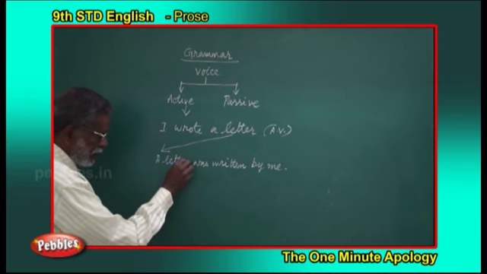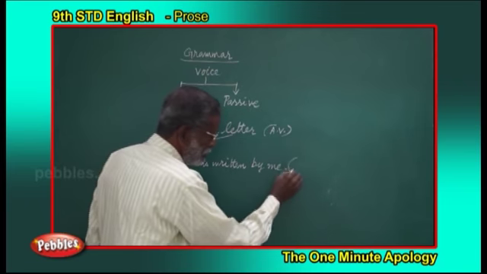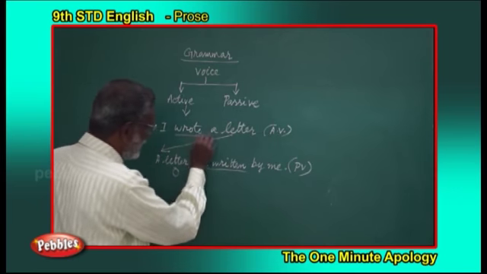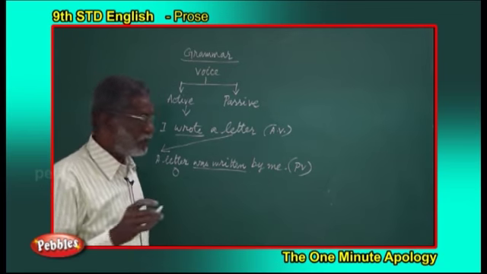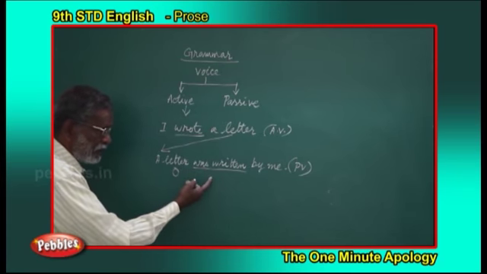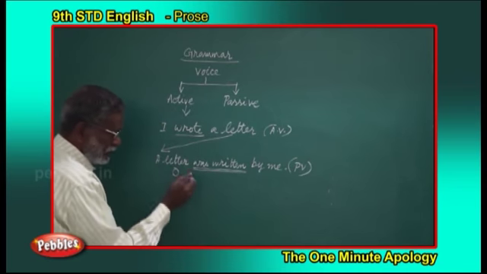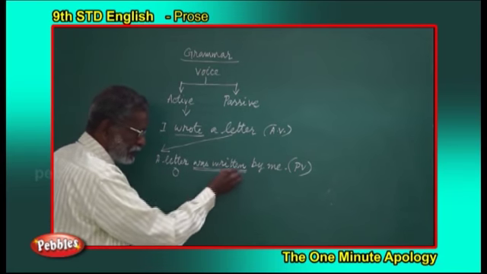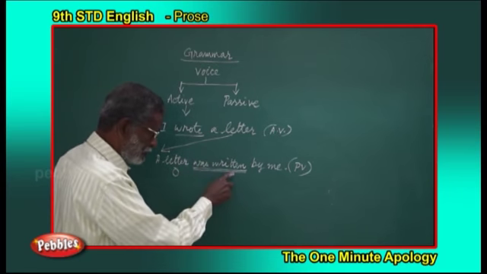Something is done to the object. So the object takes the place of the subject in passive voice. In passive voice, the verb is made into passive. Mostly in passive voice, we use the third part of the verb. Verb is converted into passive and we use the third part of the verb. Write, wrote, written. So written is taken into account. Written is used in passive voice. Only the third part, the past participle of the verb.